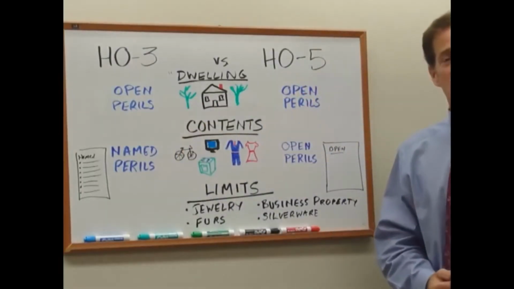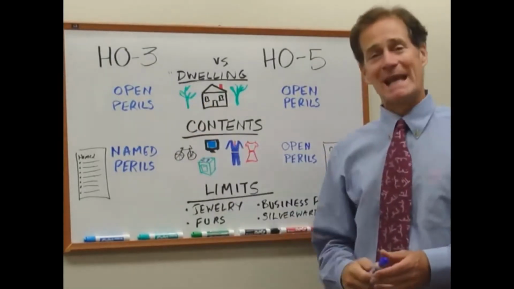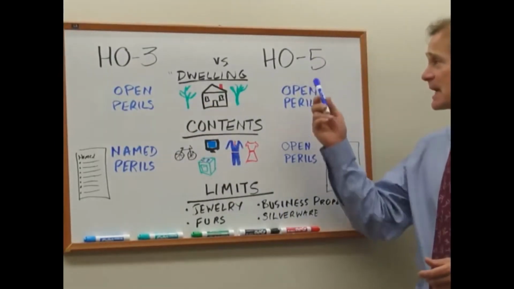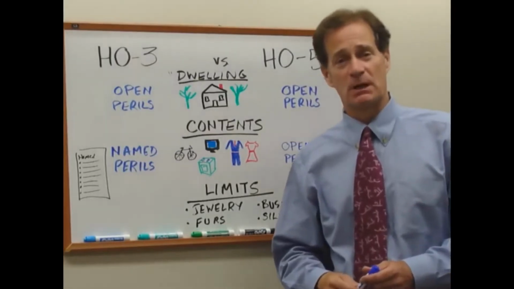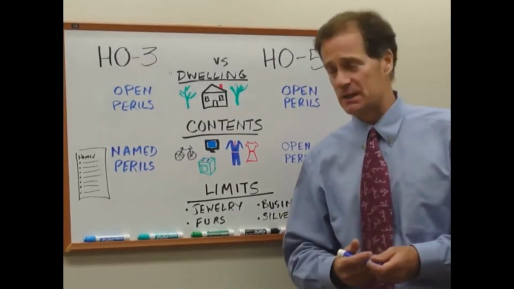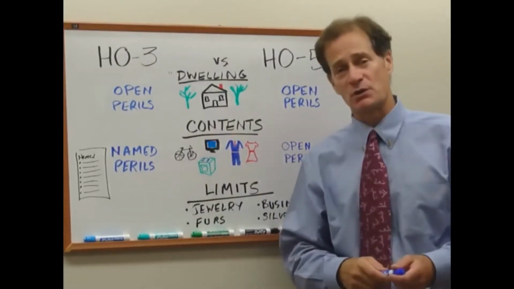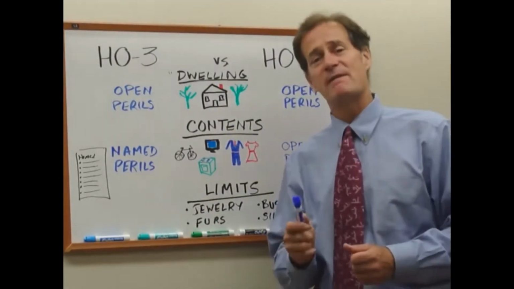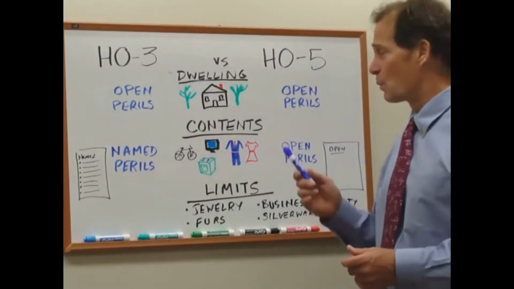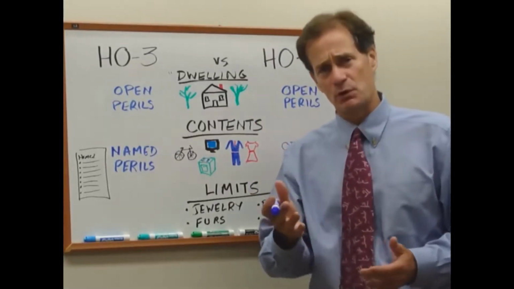To explain to you here the difference between what's known generically as an HO3 homeowners policy and an HO5 homeowners policy. When comparing home insurance policies, if you have an HO3 on one hand and an HO5 on the other, it's important that you understand the distinction because there's one very fundamental difference on how certain things are covered, and it's important to understand that.